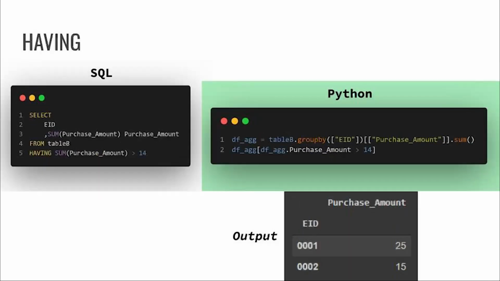Having is the same as a where clause, but it only applies after the aggregation. So in our case here, it allows us to filter for purchase amounts greater than 14, not for a single purchase, but for the sum of the purchases for each employee.